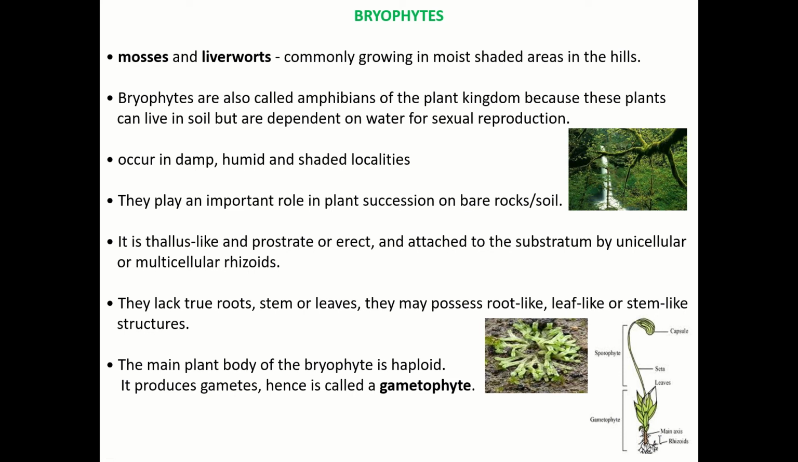They can grow on the soil and on the trees also. That's why, being terrestrial, they are found on land as well as in water, and are called amphibians of the plant kingdom. Now they occur in damp, humid and shaded localities. You can see them where there is a thick forest. For example, if you go to Amboli, you will find these mosses growing on the trees.